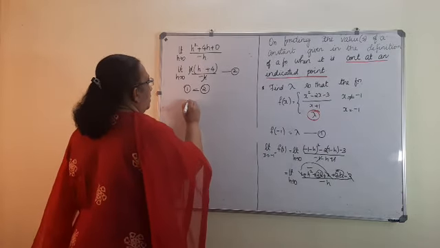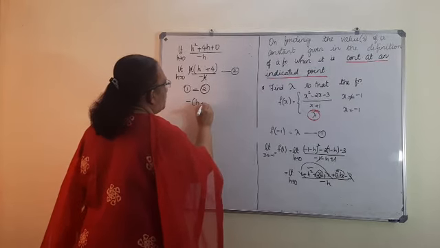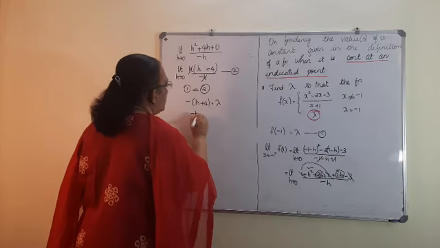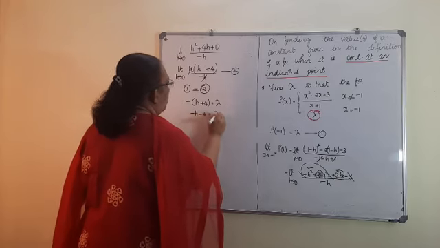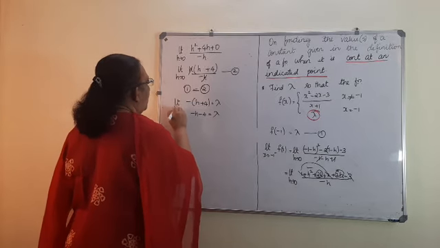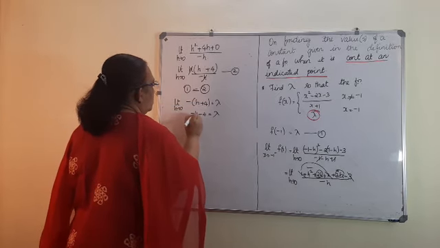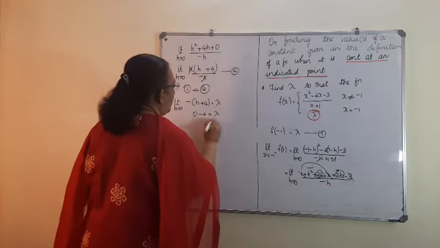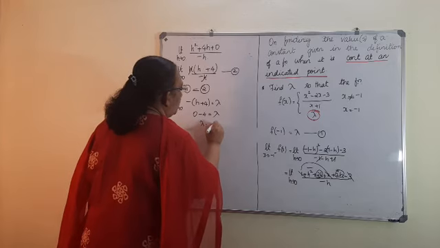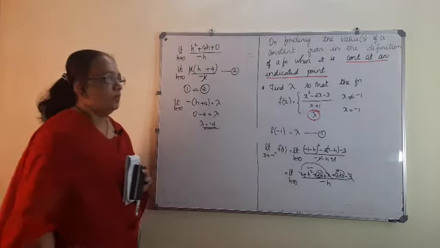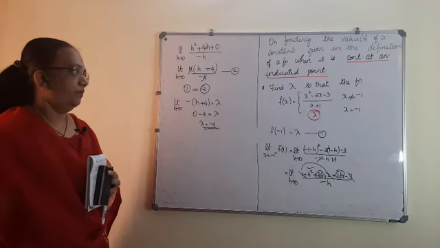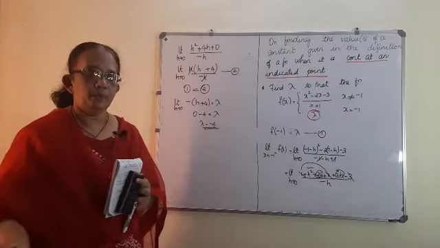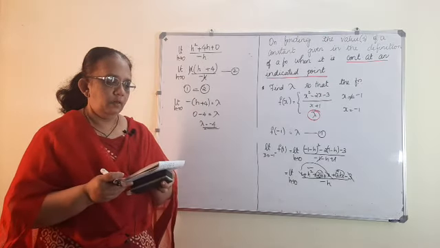That means minus of h plus 4 is equal to lambda, or minus h minus 4 is equal to lambda, but here it is the limit of h tending to 0. So this value becomes 0 minus 4 is equal to lambda, or lambda is equal to minus 4. Lambda is equal to minus 4. This is how you do it. Either you take the left limit or you take the right limit. It is up to you. Next one.